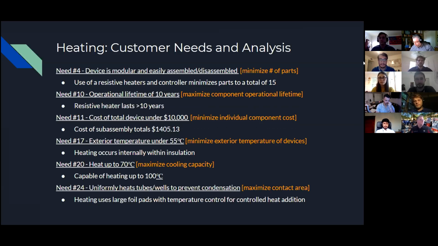And then lastly, for a quick overview of the customer needs that drove the design of the heating, I wanted to specifically highlight the modularity and ease of assembly, which is achieved through those adhesive pads, as well as the 100 degrees Celsius capability, which does exceed the customer need of 70 if desired. But lastly, we also don't foresee an onset of condensation during the heating process, since the heating pads have a pretty large surface area that can heat each tube very uniformly and at a controlled rate, thanks to the temperature controller. Next slide.